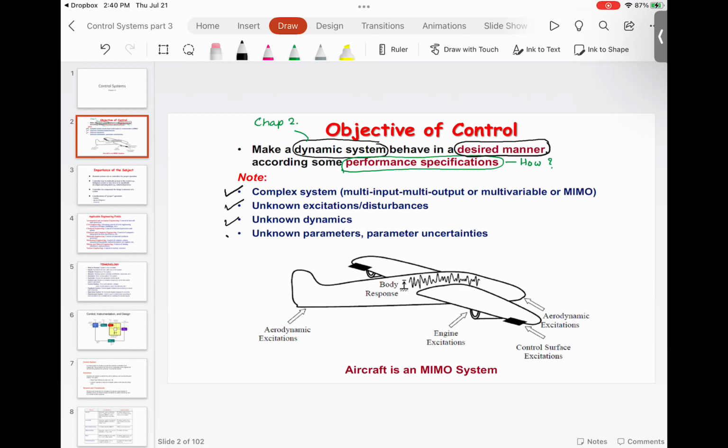Then you will have certain unknown parameters. So for example, how the aircraft is loaded, what is the weight distribution of the cargo, all these factors, they play an important role. And these are the uncertainties that engineers have to deal with.